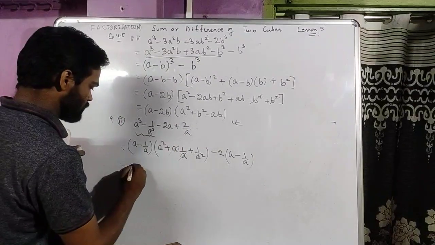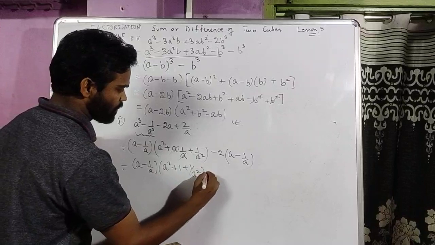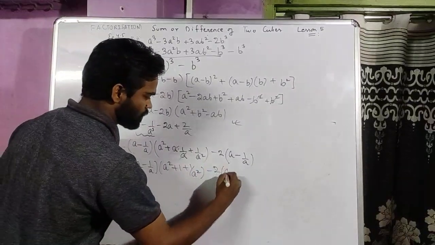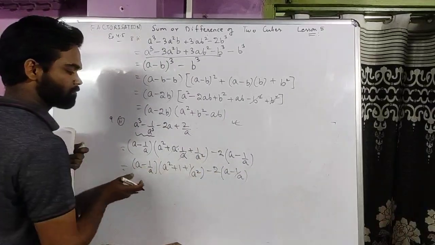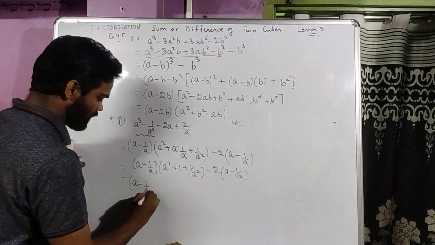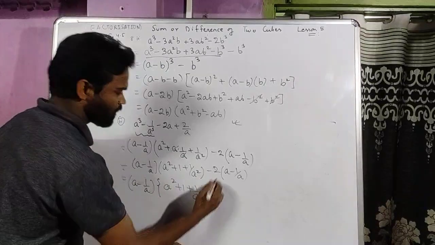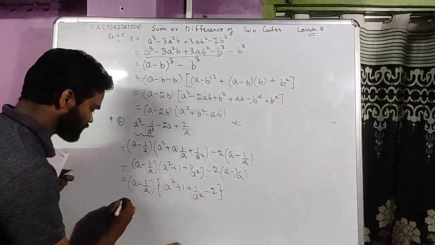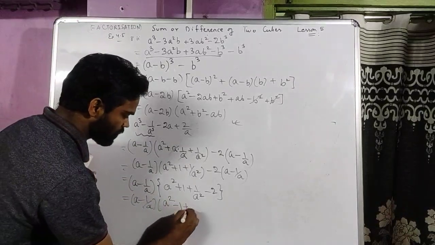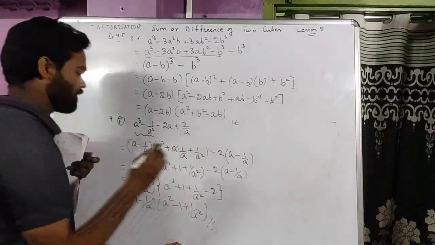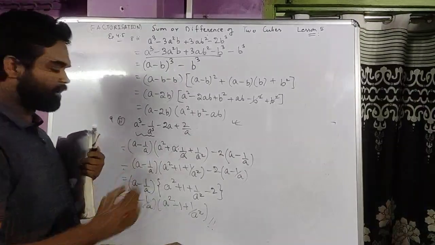This is a minus 1 by a, and this becomes a square plus 1 by a square minus twice a minus 1 by a. Now if you look carefully, we can take a minus 1 by a common. So our a minus 1 by a comes out. So what is left over here? A square plus 1 by a square. Over here minus 2 is left, which can be further simplified. So a minus 1 by a, this is a square minus 1 plus 1 by a square. That's my final answer. A minus 1 by a bracket a square minus 1 plus 1 by a square.